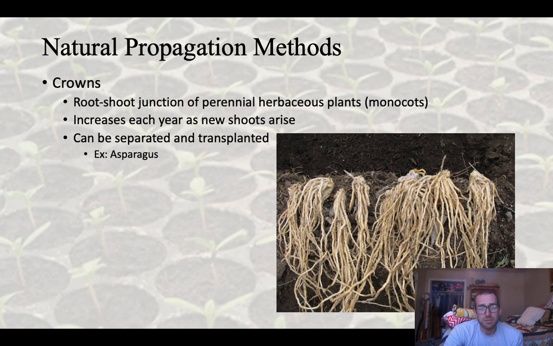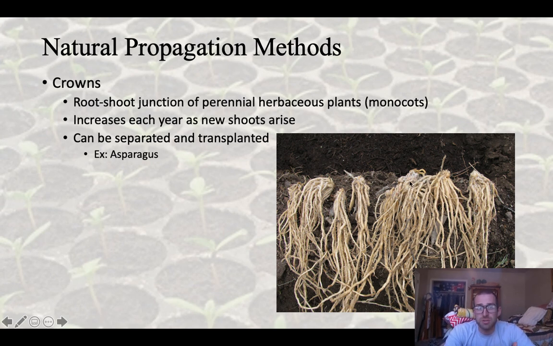We also have some other types of natural propagation methods. Crowns are the junction between the root and the shoot, so where your root and your shoot meet in your perennial herbaceous plants or monocots. And your crown will increase each year as your new shoots arise. So remember, our herbaceous perennials live more than 2 growing seasons, right? But typically the vegetative section is going to die off each winter. And what persists is the root system and this crown that you see right here. And that is going to increase each year as you get new shoots.